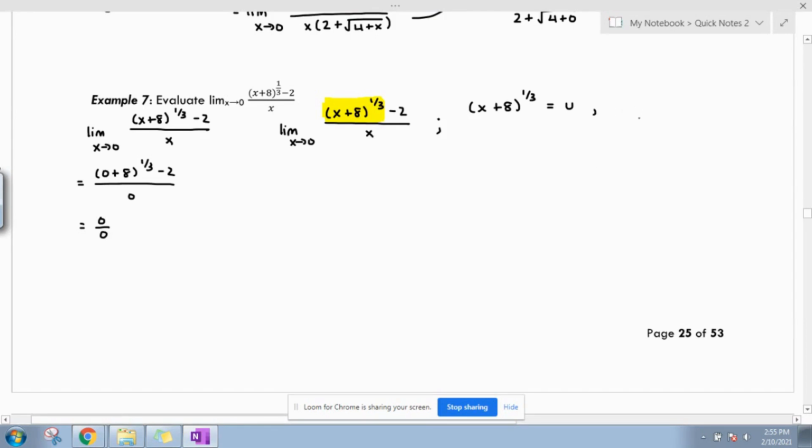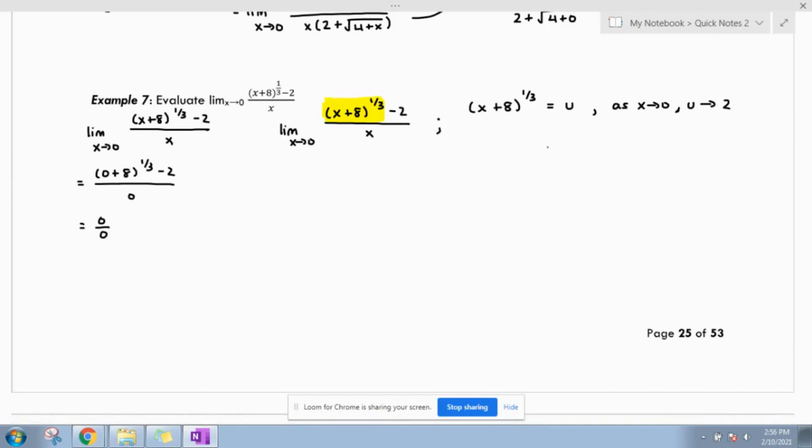And now we have to talk about this now. So my limit talks about x approaching 0. So if my x is approaching 0, if you were to plug 0 in for x plus 8 to the exponent 1/3, what number is your u going to be approaching then? So if you plugged 0 in for x, if you did 0 plus 8 to the exponent 1/3, that's going to be 2, right? So u is approaching 2. So whenever you do a change of variable, you have to make sure that you also talk about what that variable is approaching. So I've got x plus 8 to the exponent 1/3 equaling to u. And I've also stated that as x is approaching 0, my u is approaching 2.